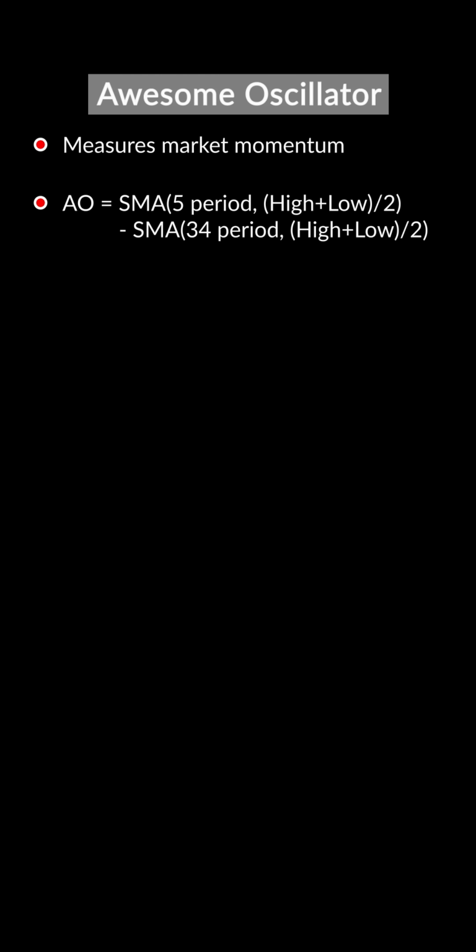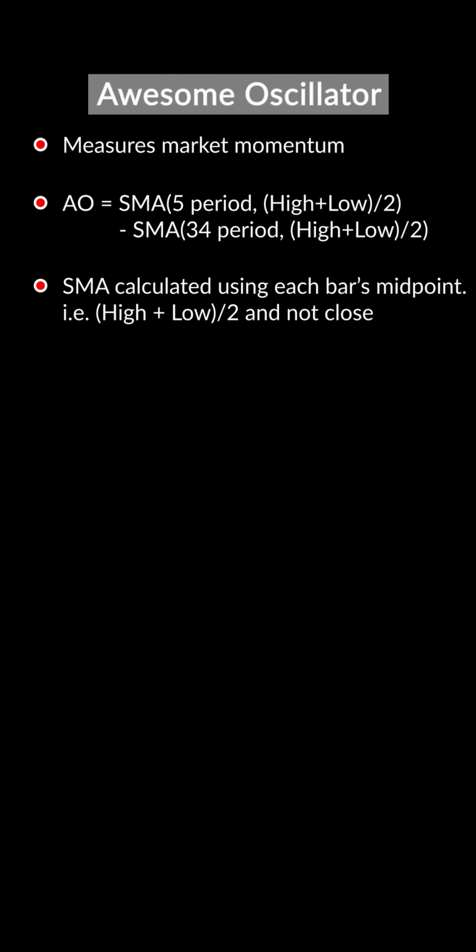AO calculates the difference of a 34 period and 5 period simple moving averages. The only difference is the simple moving averages that are used are not calculated using closing price, but rather each bar's midpoints. The fact that it's based off of the average of high and low makes it stronger in markets that have more regular movements and more regular candle wicks. But if you're trading in a market where candle size varies a lot, then the awesome oscillator may not be the best for these markets because it's going to slightly skew those moving averages.